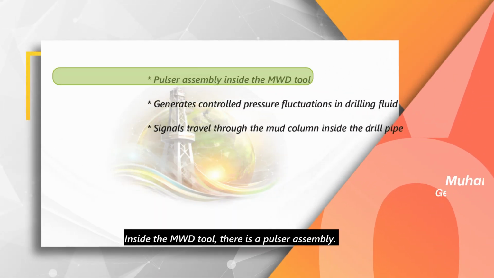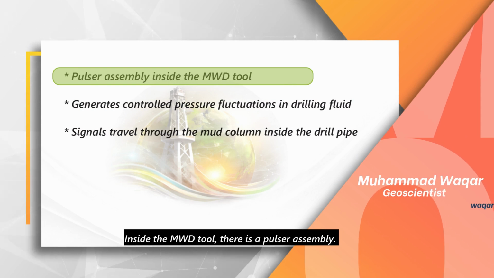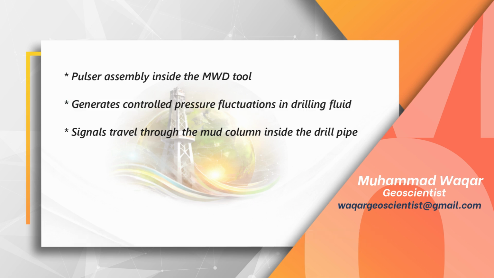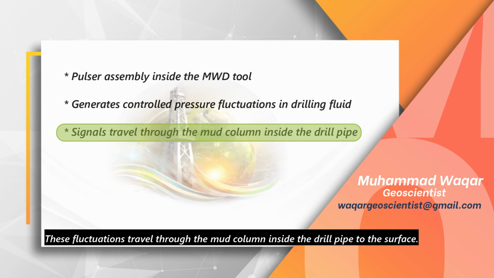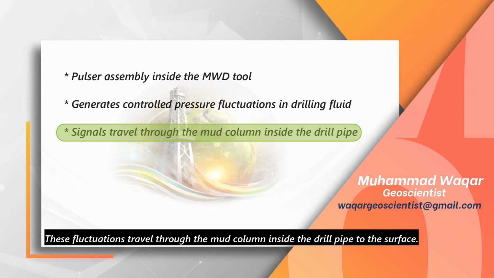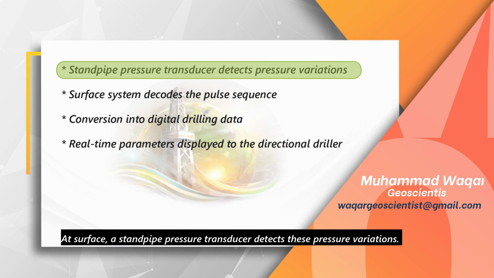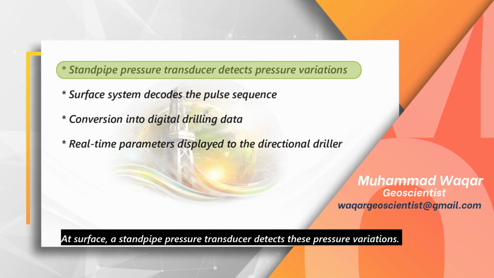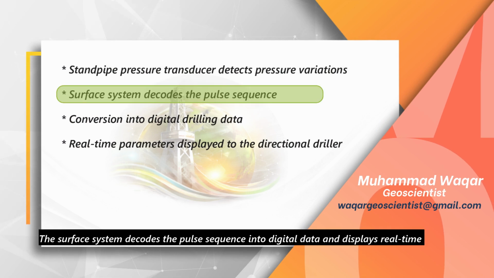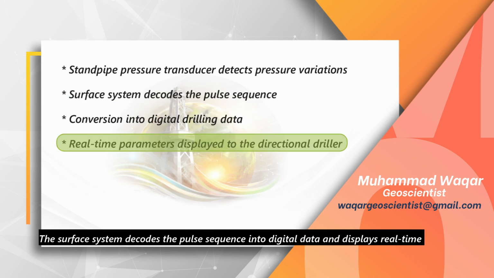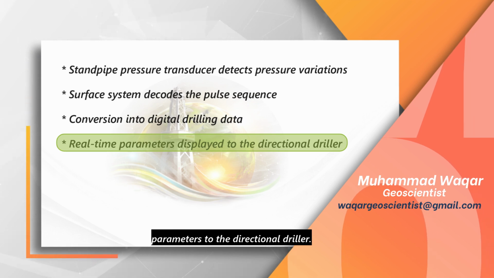Inside the MWD tool, there is a pulsar assembly. This pulsar creates controlled pressure fluctuation in the drilling fluid. These fluctuations travel through the mud column inside the drill pipe to the surface. At surface, a standpipe pressure transducer detects these pressure variations. The surface system decodes the pulse sequence into digital data and displays real-time parameters to the directional driller.